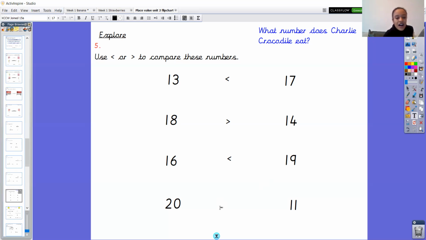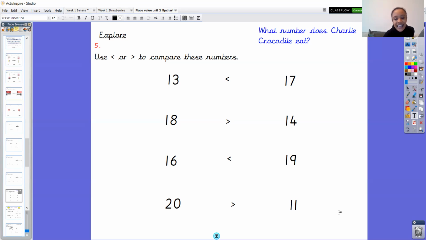Brilliant. Last one, I've got the number 20 and I've got the number 11. Which is the biggest number out of 20 and 11? The number 20, of course. Oh, that's not a sign, is it? That's a question mark. There we go. Okay, so 20 is what than 11? Remember where the sign is. Pause the video and have a chat.